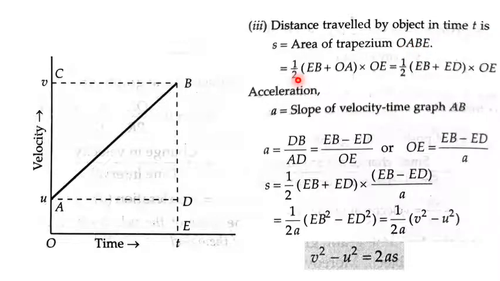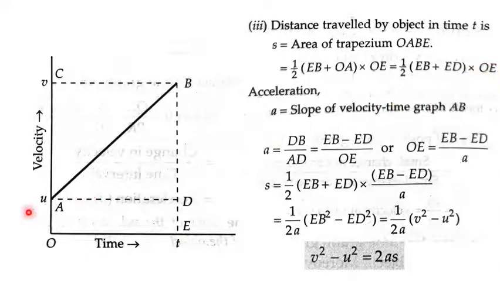Again, the area of the trapezium is half of the sum of the parallel sides, EB plus OA, into the height of the trapezium OE. OE represents your height. So half of EB plus ED times OE. Instead of AD, I can write OE. Why OE? Because this represents your time. So I've written OE. Fine.